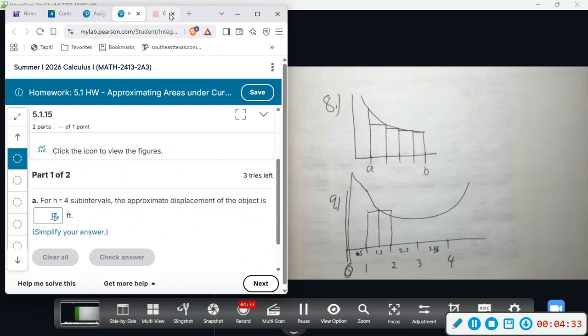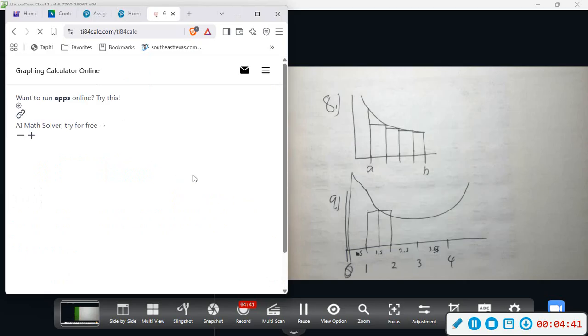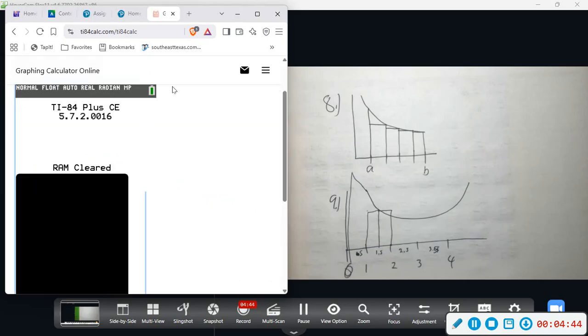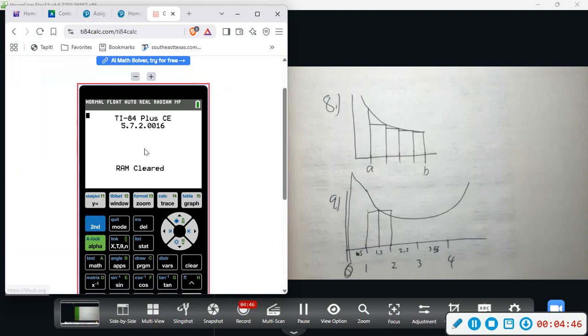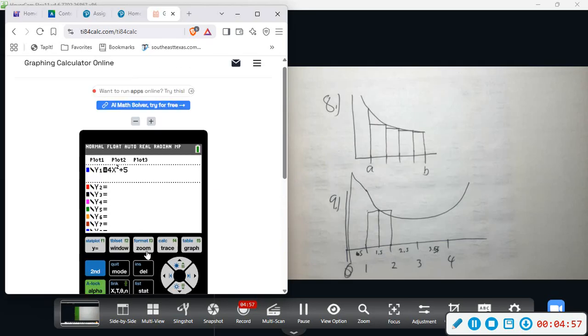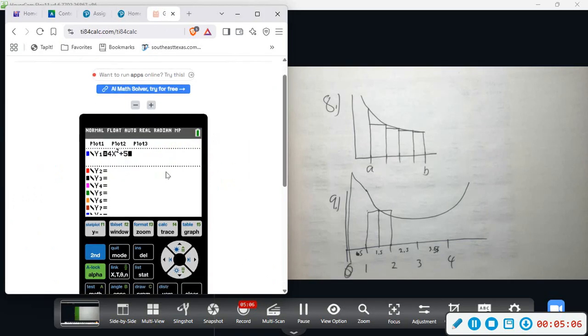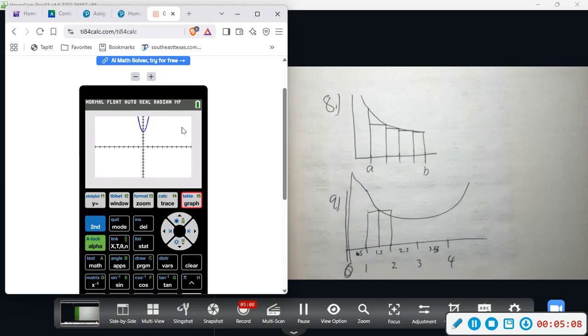And so in order to get those heights, I'm going to use the calculator, 4t squared plus 5. So I'm going to let the calculator give me these exact values. Go to y equals. Now the calculator uses x as our input, so we're going to do 4x squared plus 5. Okay, verify that looks good. 4x squared plus 5. Actual function is 4t squared plus 5, same. And then we're going to graph it. So we get a parabola.